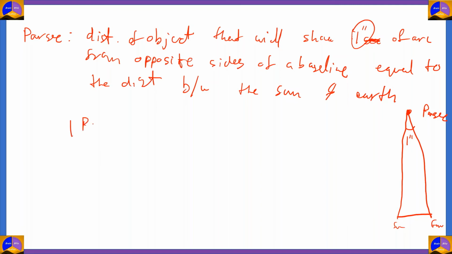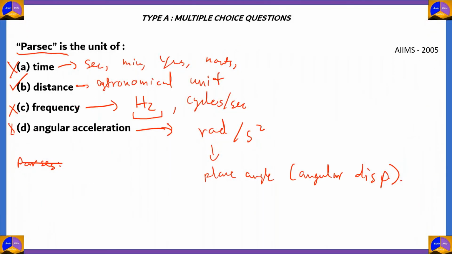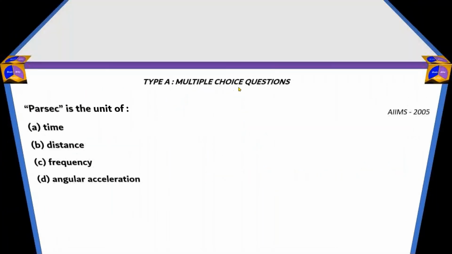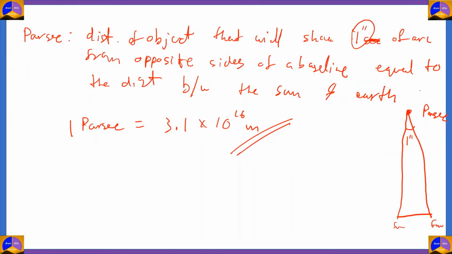So 1 parsec in meters is 3.1 into 10 raised to 16. So 1 parsec is 3.1 into 10 raised to 16 meters. So the right answer is option B, distance, because parsec is an astronomical unit, which can be found using the parallax method.